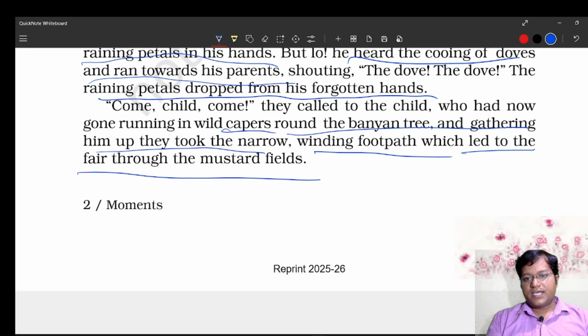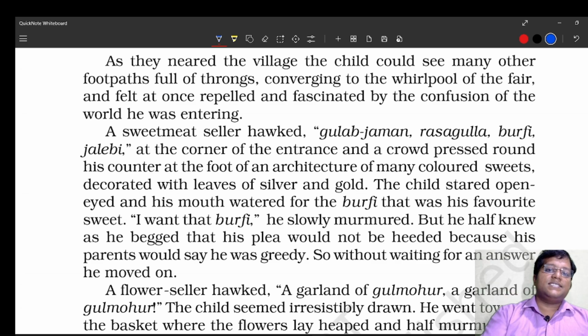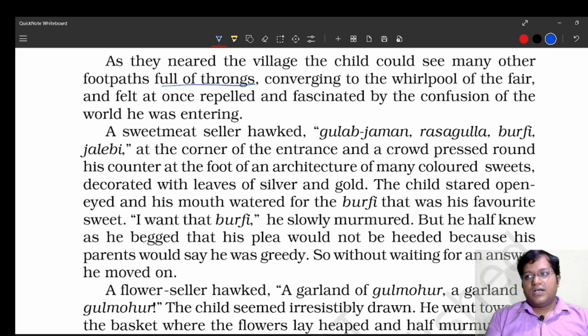A gentle breeze was blowing at high speed, and the road led them to the fair through the mustard fields. As they neared the village, the child could see many other footpaths full of throngs.